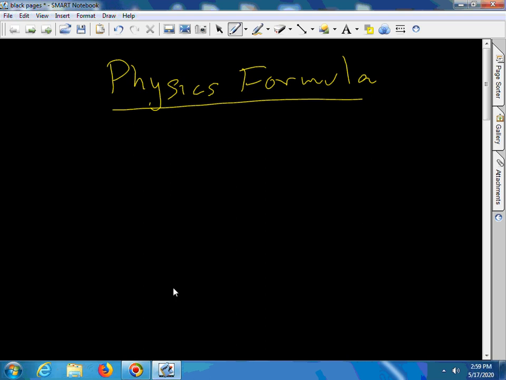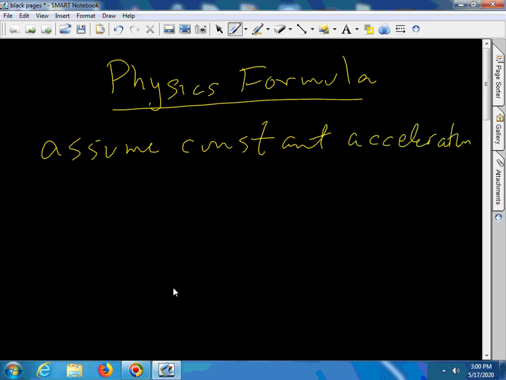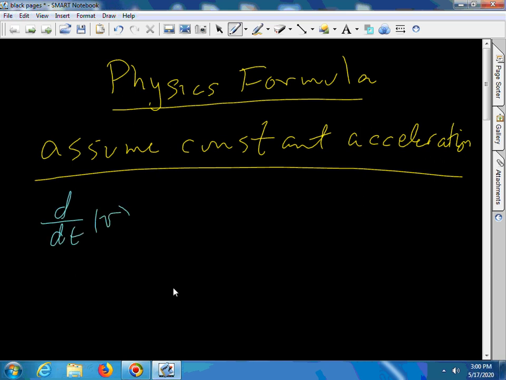We are going to derive some physics formulas, and all our formulas are going to assume constant acceleration. Now, we know that the derivative with respect to t of v is a.